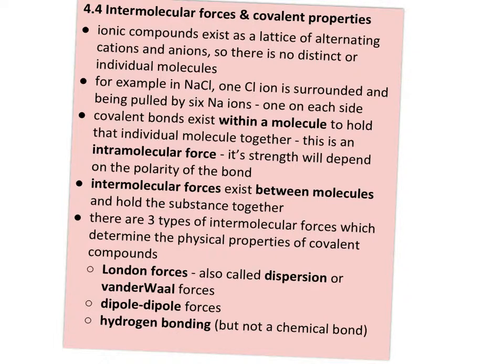Ionic compounds exist as a lattice of alternating cations and anions, so there aren't any distinct individual molecules. For example, in NaCl, one Na is surrounded by 6 chlorides, and one Cl is surrounded by 6 sodium ions. One on each side, think of it like a die, the 6 different sides of the cube. So it's being pulled by all 6 of the opposite ion at any time.